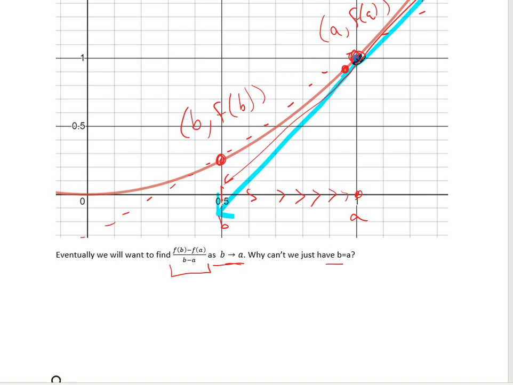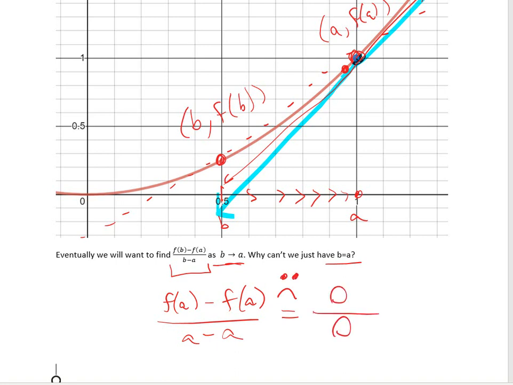And we can't just have b equal a. Now, why can't we just have b equal a? Well, if we do, then we'll have f of a minus f of a divided by a minus a, and that's bad news bears, because if we know anything about math, we know that we are never, ever supposed to divide by 0. So limits are going to help us get a workaround.